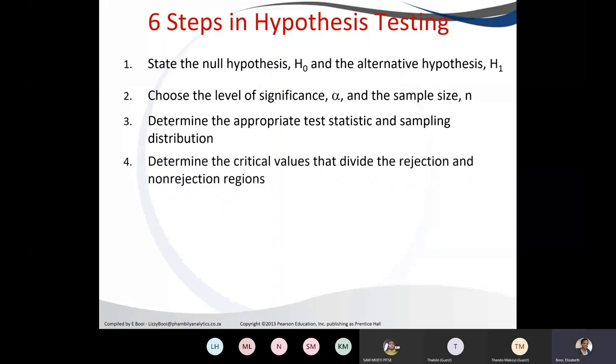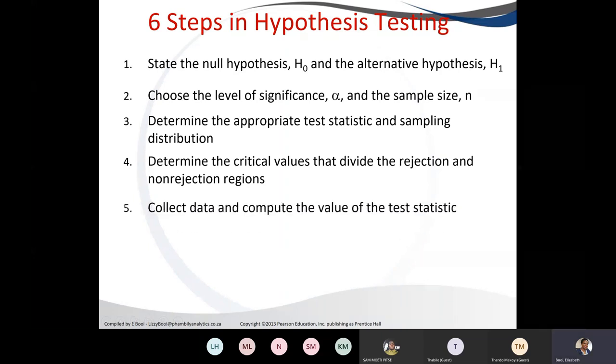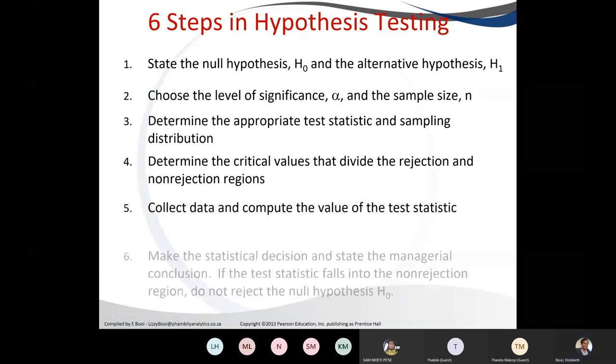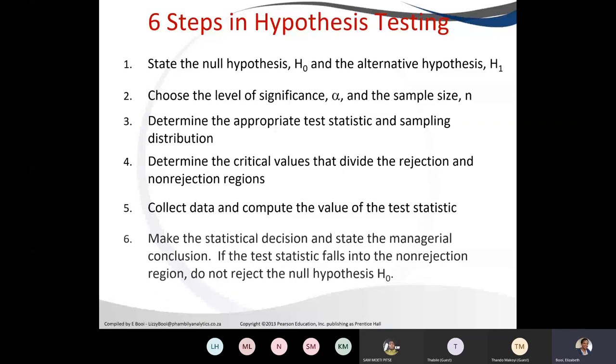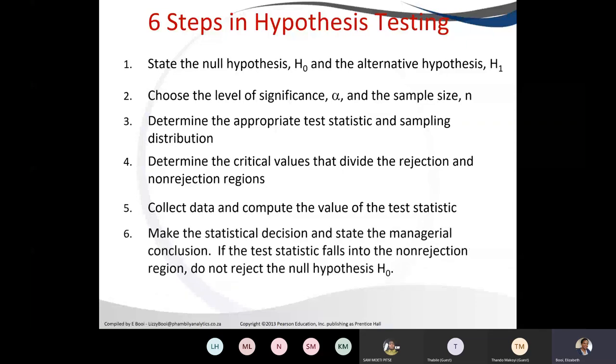Find the critical value. Depending on the type of question, I should know when I state my null hypothesis and my alternative whether I am going to do a two-tailed test or a one-tailed test, in order for me to know which area of rejection I will create in terms of the critical value. Then I will calculate my test statistic. Once I have my test statistic, I will make a decision and then conclude.